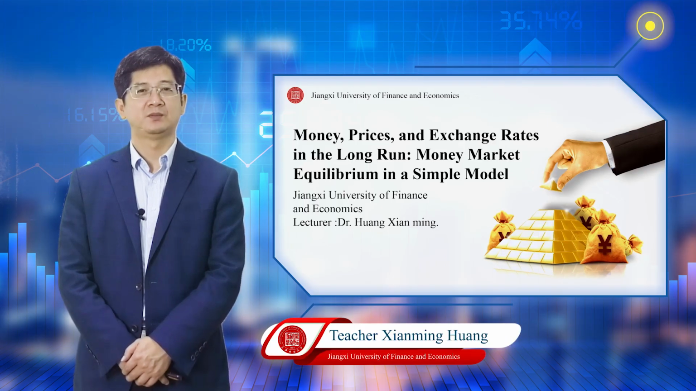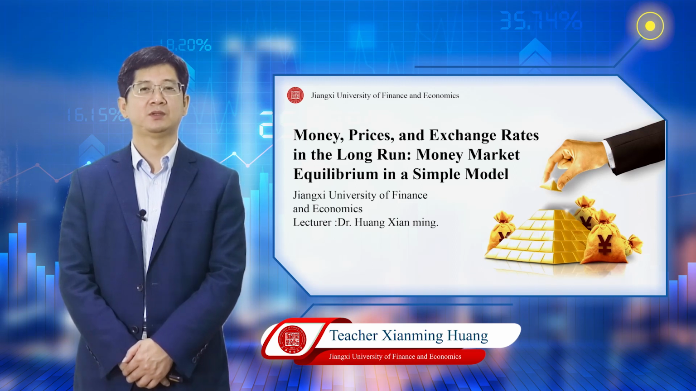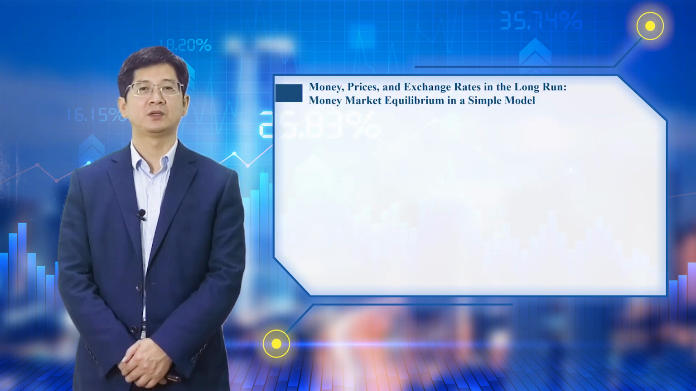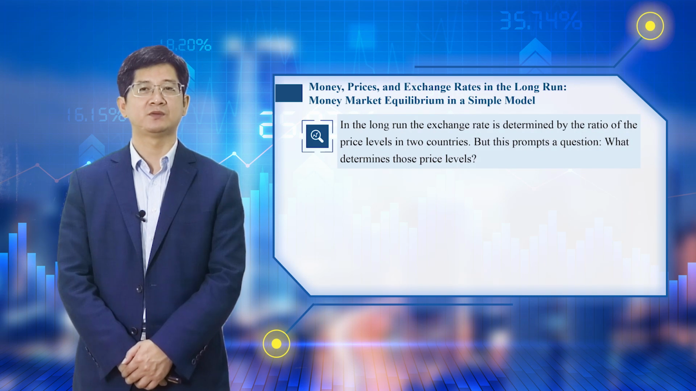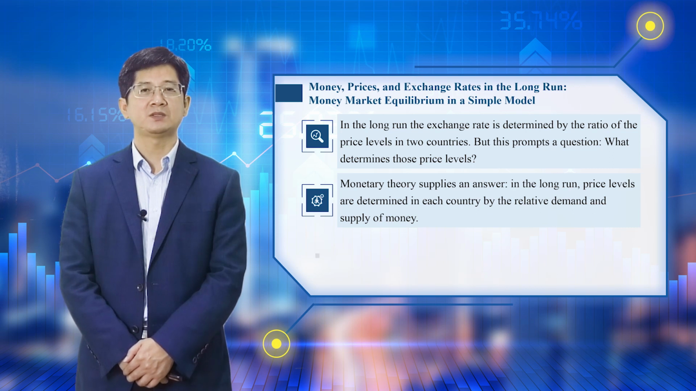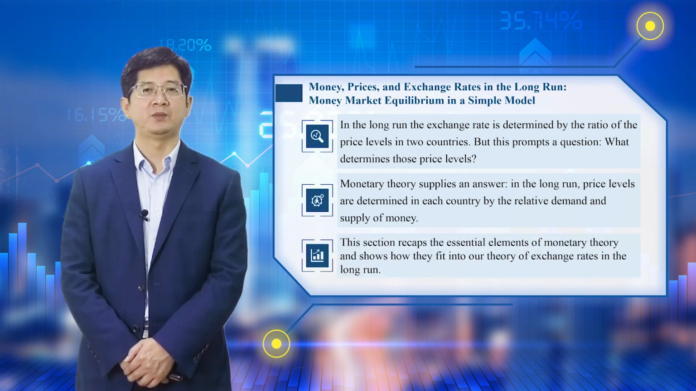Then we discuss money, prices, and exchange rates in the long run. Money market equilibrium. In a simple model, in the long run, the exchange rate is determined by the ratio of the price levels in two countries. But this prompts a question: what determines those price levels? Monetary theory supplies an answer. In the long run, price levels are determined in each country by the relative demand and supply of money. This section recaps the essential elements of monetary theory and shows how they fit into our theory of exchange rates in the long run.